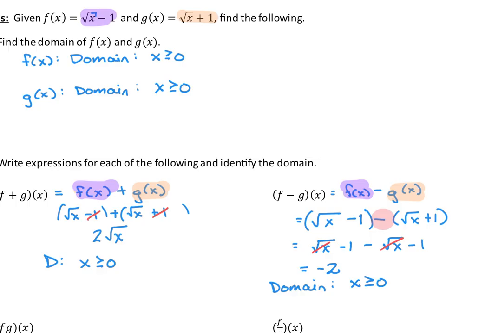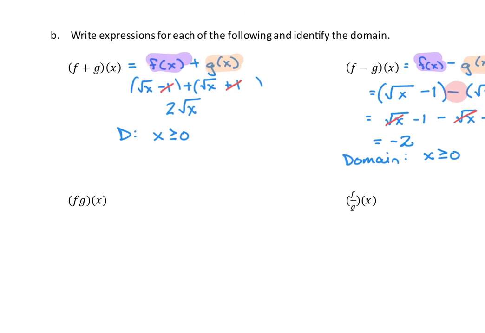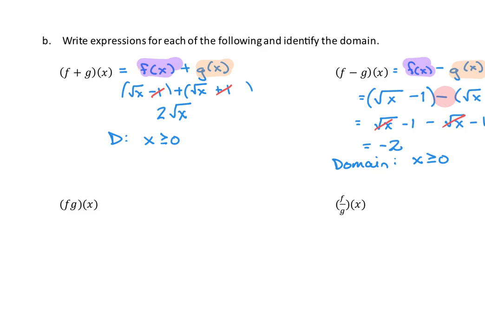All right, let's look at a couple more. All right, we have f times g of x. And so for this, remember that we just want to multiply our functions. We have the square root of x minus 1 times the square root of x plus 1. And we want to simplify, so we're going to FOIL.